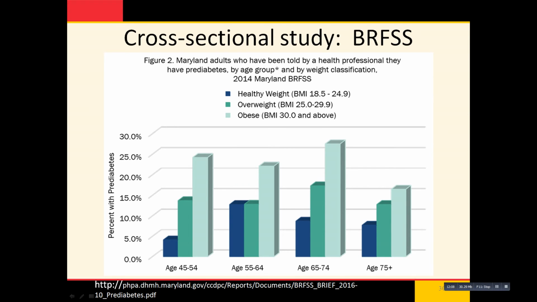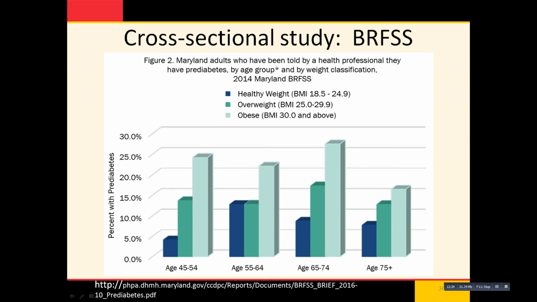But what they did was cross-tabulate. So they asked the same people that they asked their height and weight and got a BMI, they also asked them about whether they had been told that they had pre-diabetes. And they cross-tabbed this by age, right? So in age group 45 to 54, they found out what percentage of people who had a healthy weight had been told they had pre-diabetes.